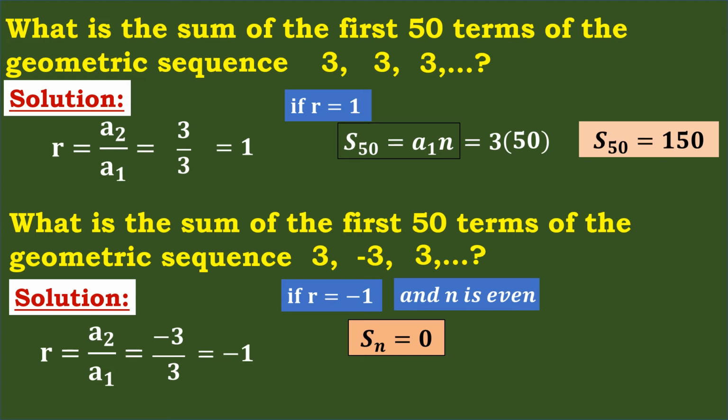Bakit? Kasi pag in-add mo, 3 plus negative 3, 0. Plus 3, 3. Plus negative 3, 0. So, balik-balik ka lang sa 3, 0. Pag ang iyong number of terms ay even number, mag-e-end up ka pa rin sa 0. Kaya the sum of the geometric sequence, if the common ratio is negative 1 and the number of terms is an even number, the sum is always 0.